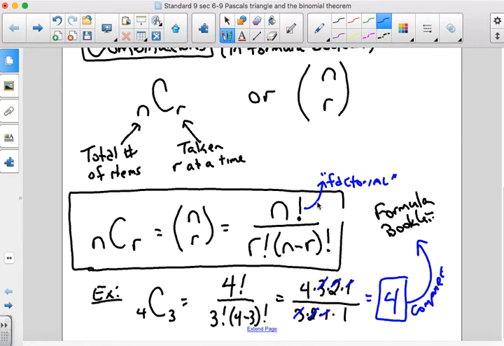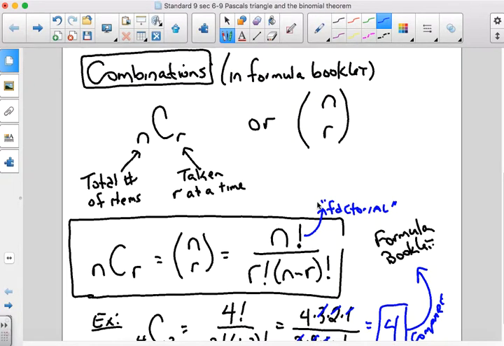Another thing that we need to know, which is in the formula book, is something called combinations. Combinations is basically taking n items and taking them r at a time. Okay, so there are two ways of writing this. We can write it in this format right here, or a little bit newer format, which looks like this: n items taken r items at a time. The formula, which you'll find in your booklet, is n items chosen r at a time is going to be n factorial, and we'll talk about factorial again in a second, over r factorial, n minus r factorial.